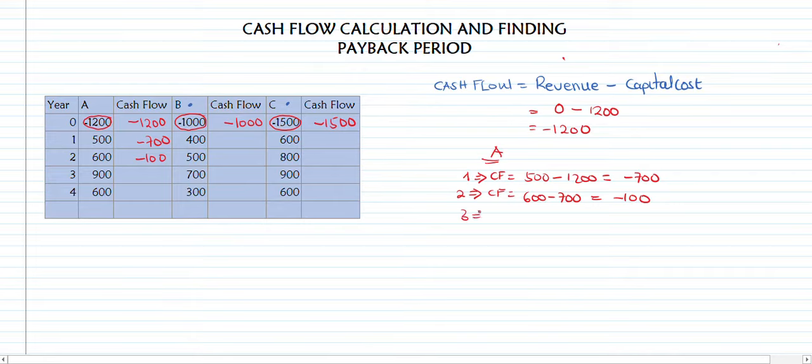Then for year three, my cash flow is 900 minus 100, and that'll give me 800. So I write it here. Then for year four, my cash flow is what?